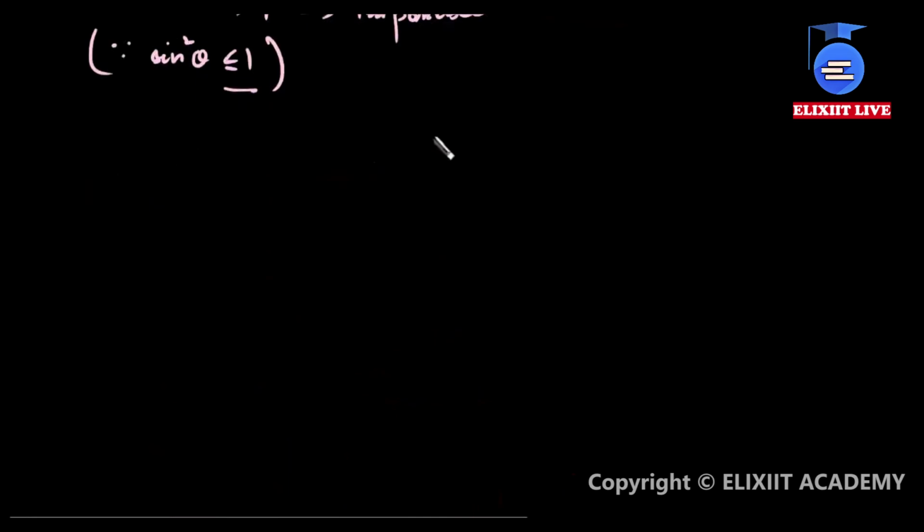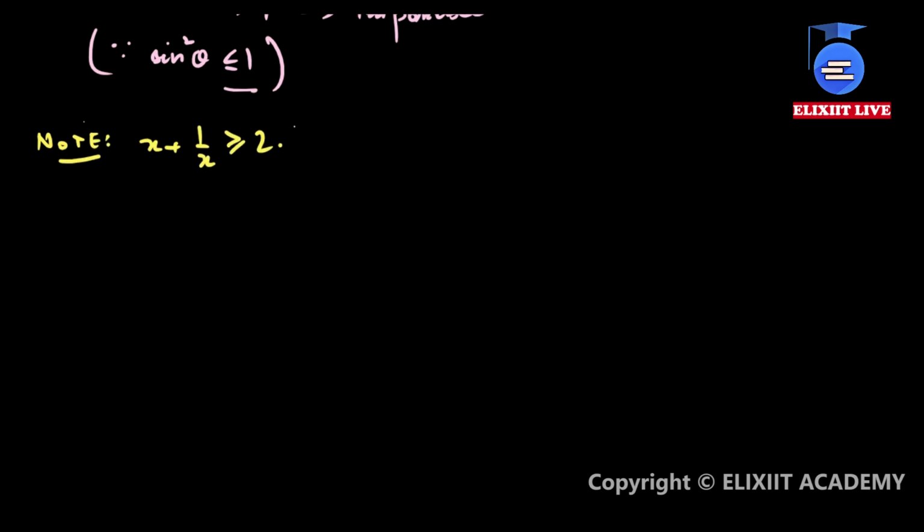Remember, I am telling you, you need to remember this thing. You will face this elsewhere in the mathematics section, in various chapters. x plus 1 by x, the minimum value of this thing is always 2. For formality, we actually take the mod: mod of x plus 1 by x is greater than or equal to 2. For formality, we take mod on both sides. Mod of 2 is 2 only, so the minimum value of this expression is 2. Generally, we use this thing actually.